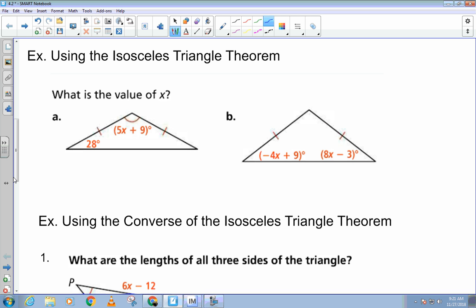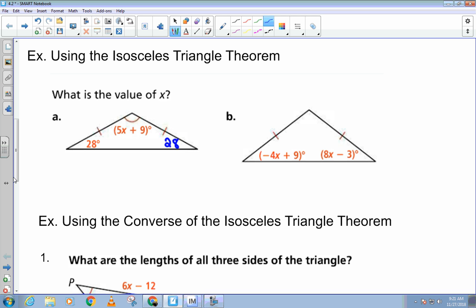What is the value of x? So we look at our problem, and we can see that I have 2 sides of the triangle that are congruent. What can we conclude from that? That the base angles are equal, right? It's not these 2. It has to be the base angles. So this is 28, which means this is 28.